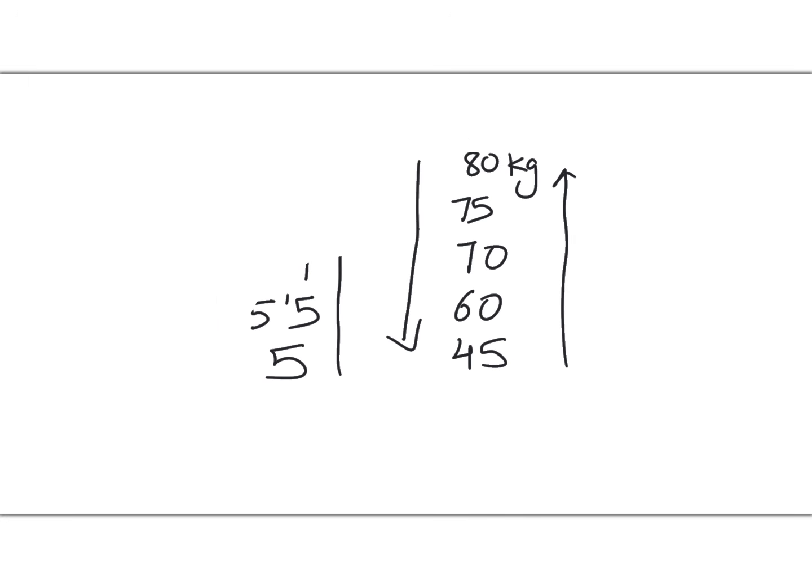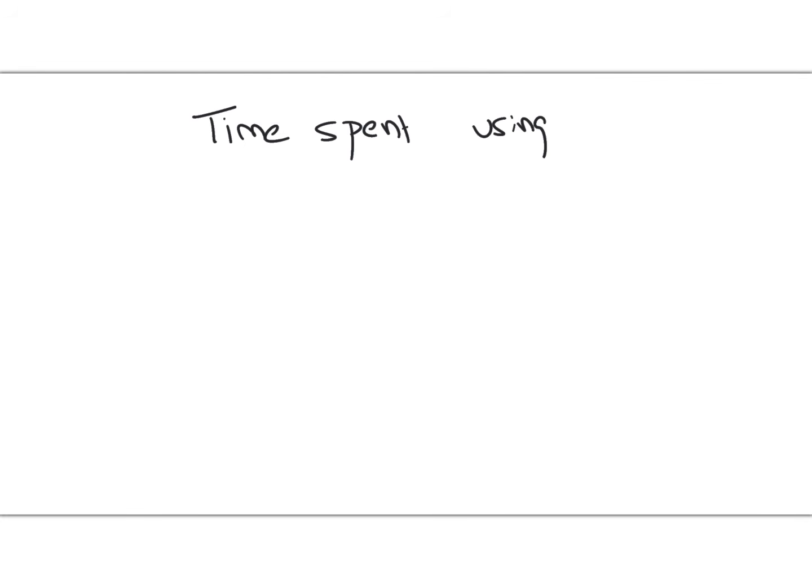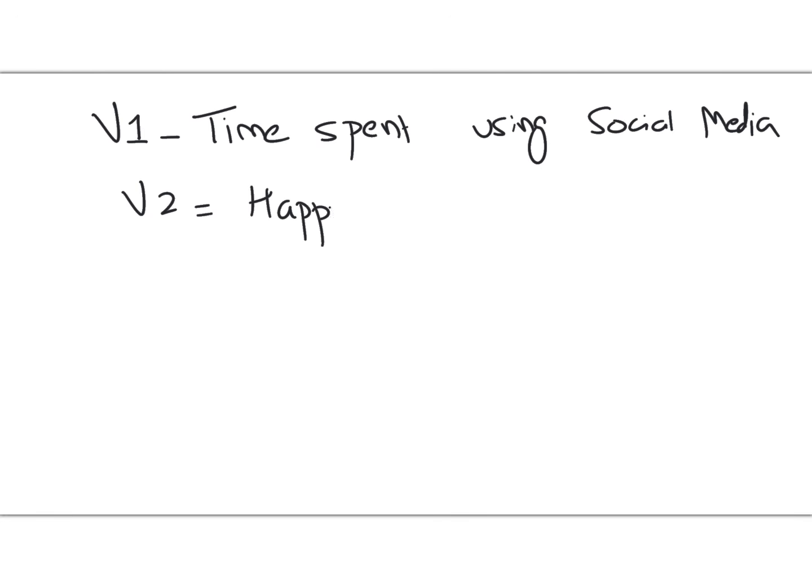So let's say I want to see a correlation between two variables. Let me think of something. How about time spent using social media? So time spent using social media. So this is variable one. And happiness. So how happy you are in life in general.